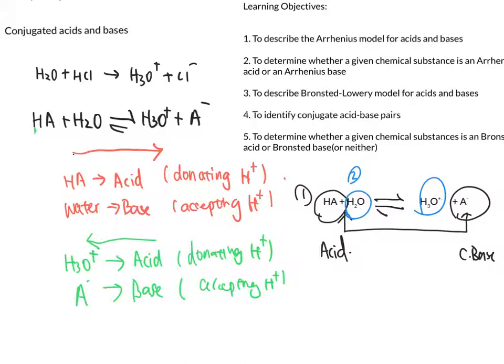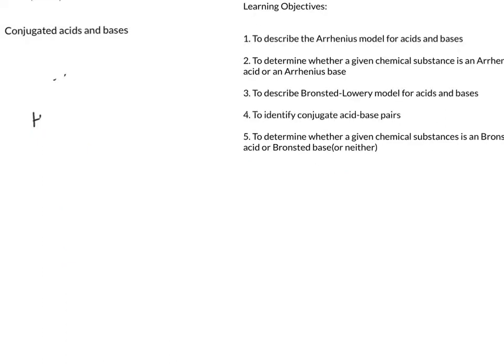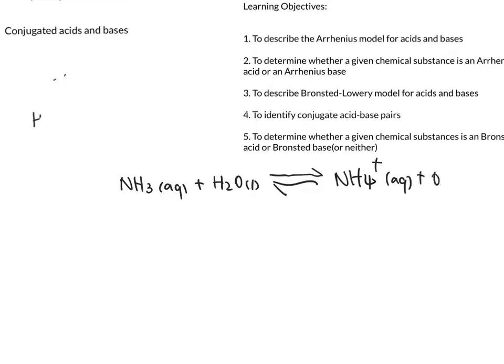I'm going to give you another example of conjugate pairs, which hopefully will make this clear. I will now introduce you to this reaction here. We've got ammonia, water, a reversible reaction that gives off NH4 plus and hydroxide ions. To begin with, we first need to think about the forward reaction.